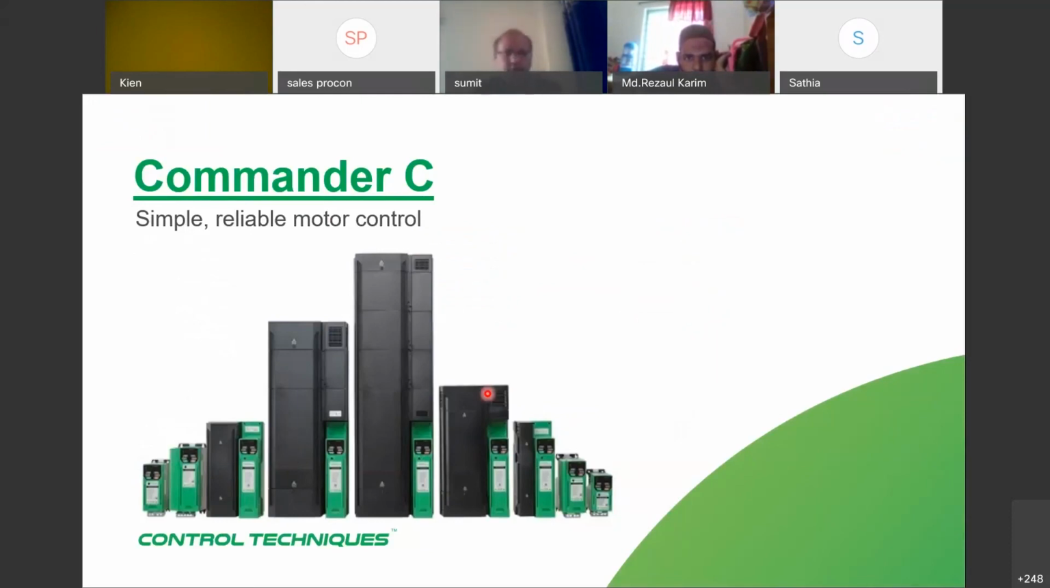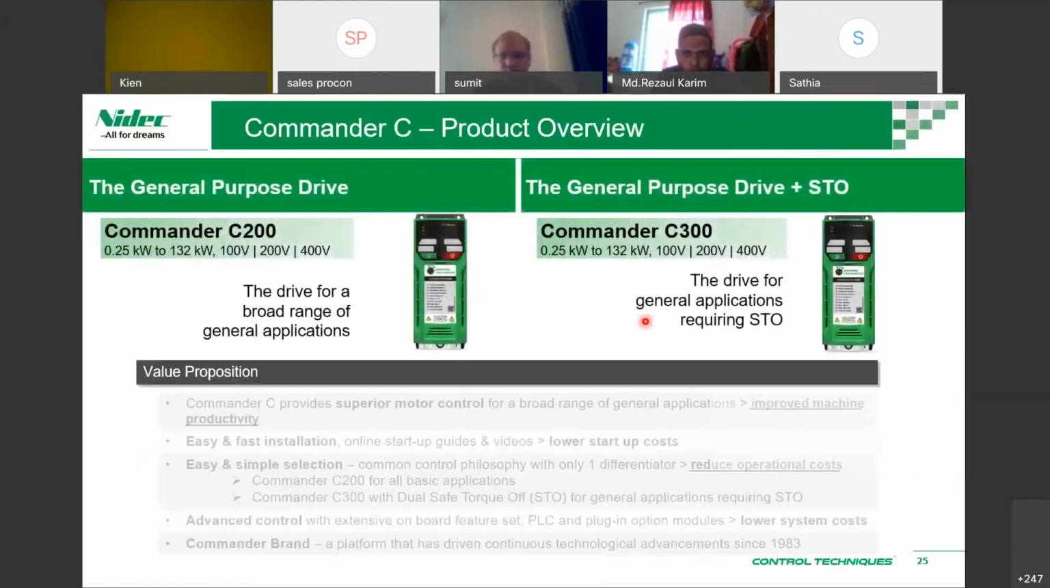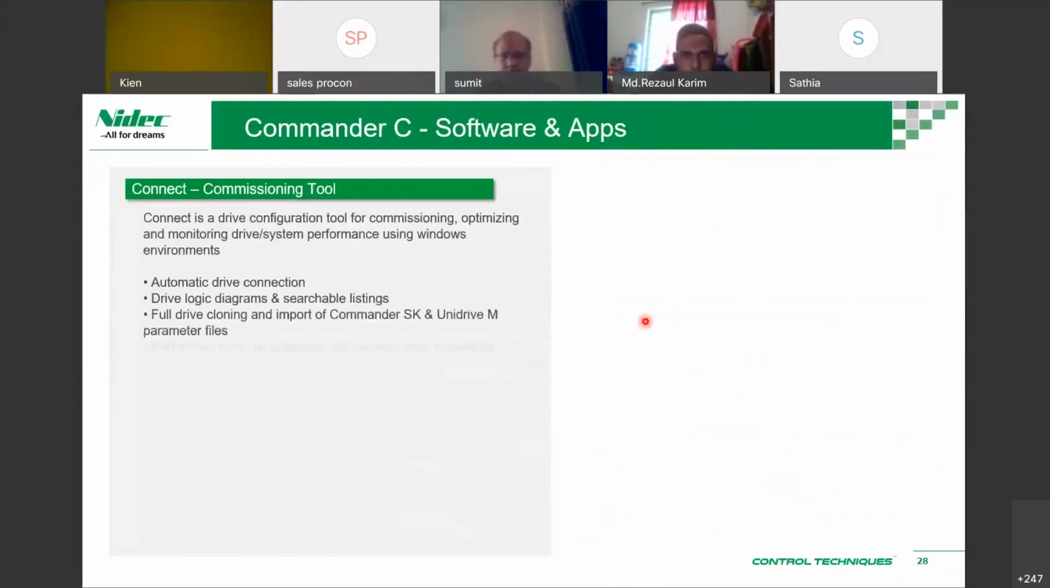I really plan to run through how to choose a Commander C control technique drive, because I've seen some of you are asking how to choose. As a Nidec Control Techniques guy, I would say choose Commander C because it fits everything that we just discussed. But we are short of time, so I'll give you contact details.